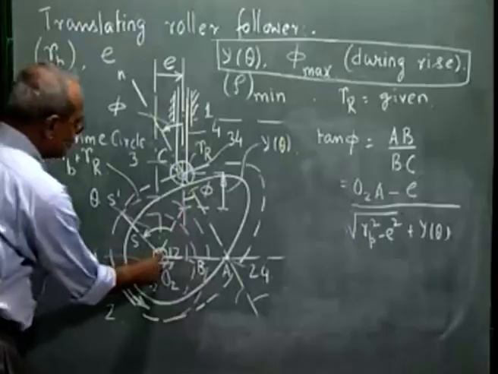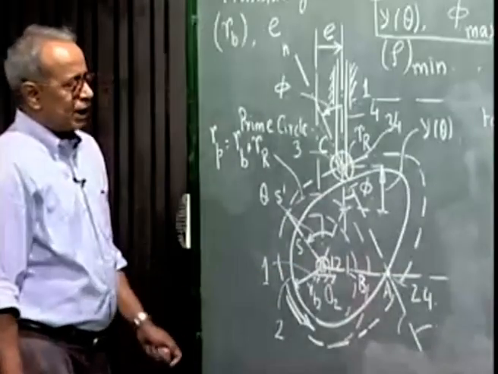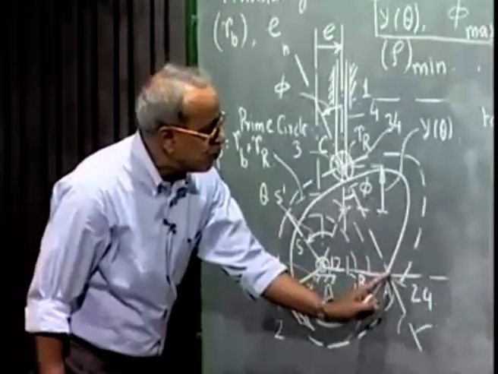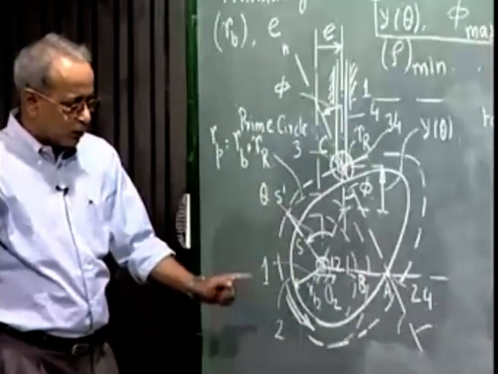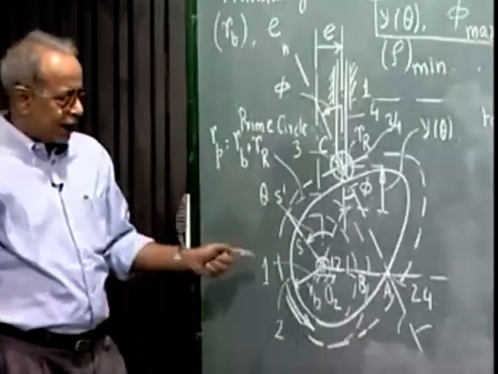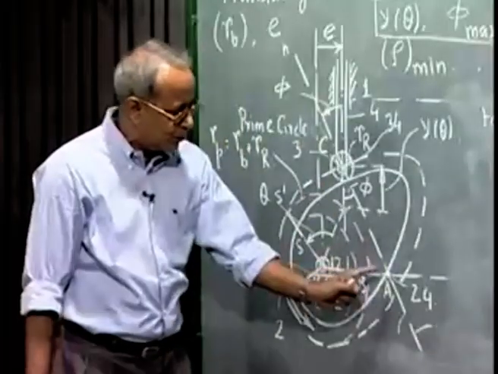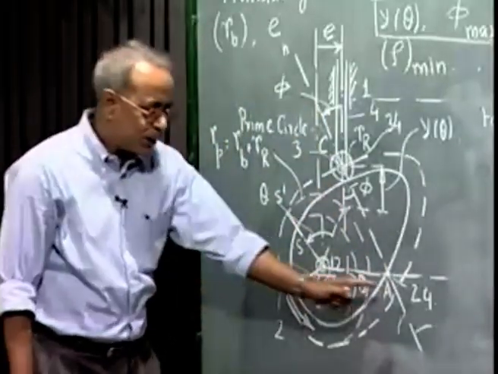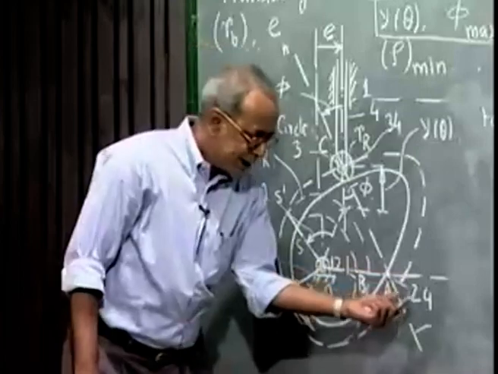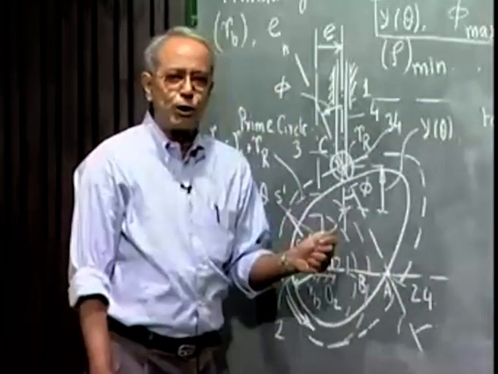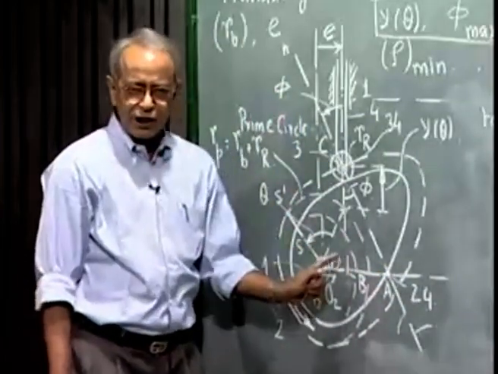Now let me see what is O2A. I know if I consider this point 24 as a point on body 2, whatever velocity I get, if I consider it to be a point on body 4, I will get the same velocity because it is 2, 4. 2, 4 means these two coincident points on body 2 and body 4 have the same velocity at this configuration.